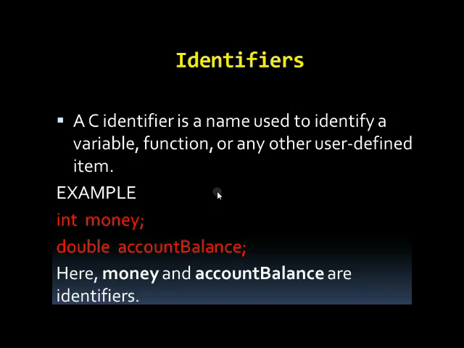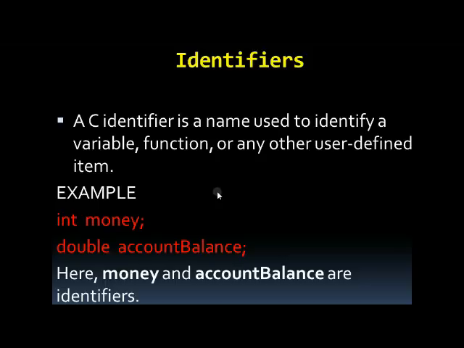Next we are going to talk about identifiers. Each program element in a C program is given a name, which is called an identifier. That is, a name given to identify variables or functions and even arrays. So let's take an example here: int money; double account balance. Here money and account balance are identifiers. These are names given to the variables to identify them.